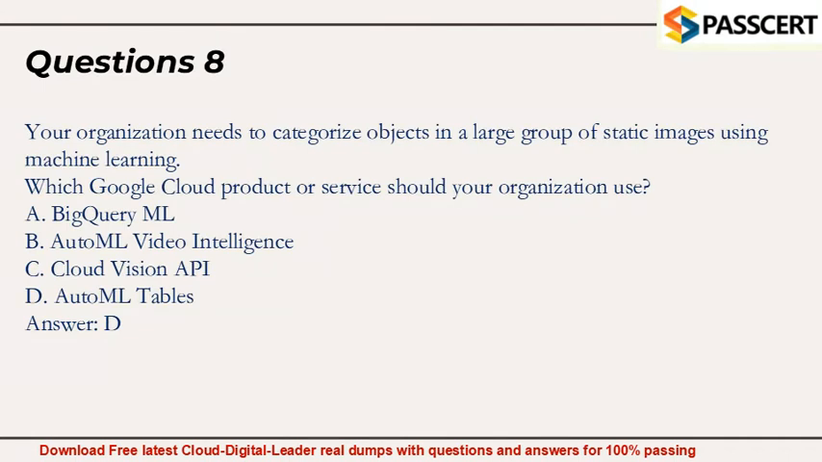Question 8. Your organization needs to categorize objects in a large group of static images using machine learning. Which Google Cloud product or service should your organization use? A. BigQuery ML. B. AutoML Video Intelligence. C. Cloud Vision API. D. AutoML Tables. Answer: D.